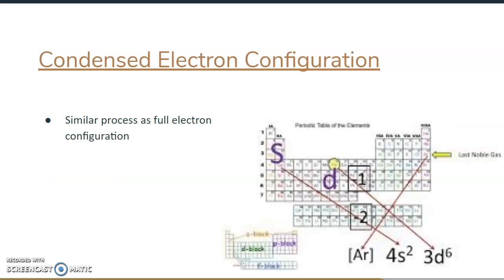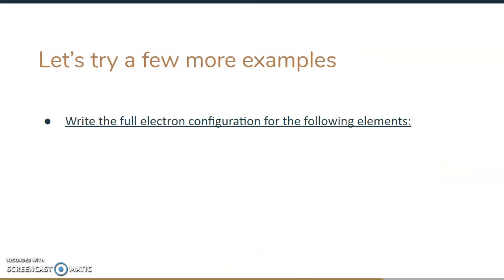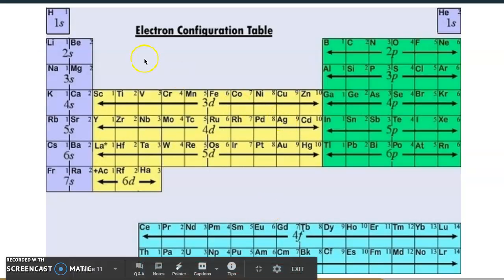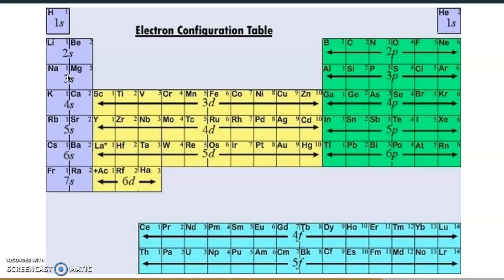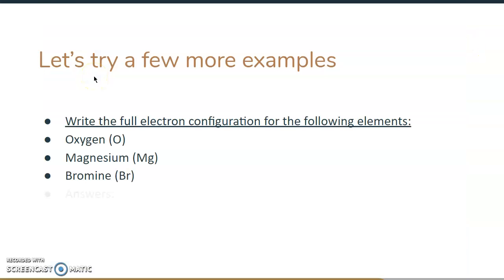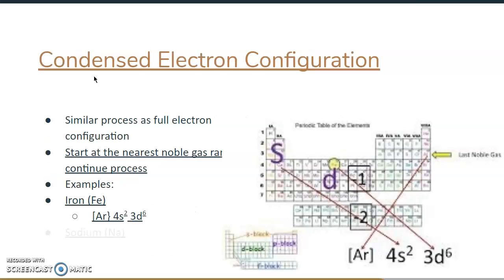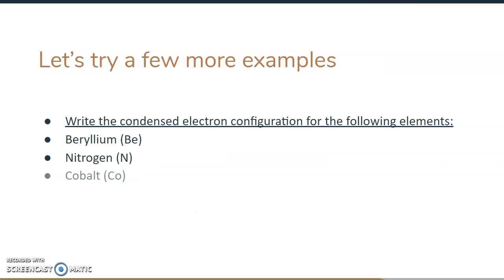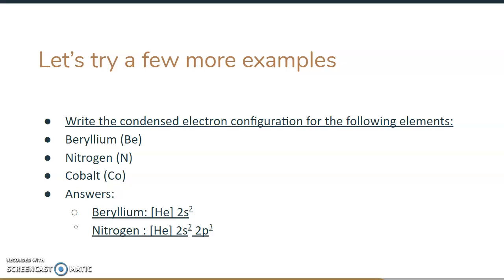When we look at beryllium, our last noble gas would be helium, and then we would just continue in this line. When we did sodium, our last one was neon, and we just continued in our line. So it is much shorter, and personally my preferred way.